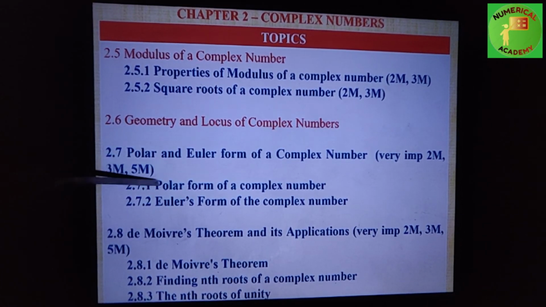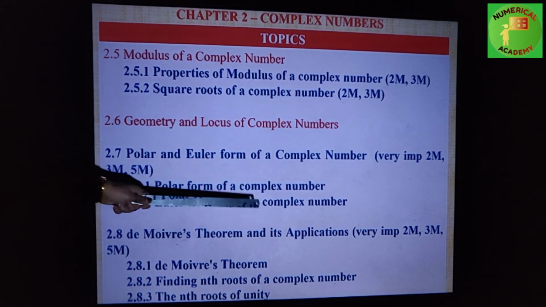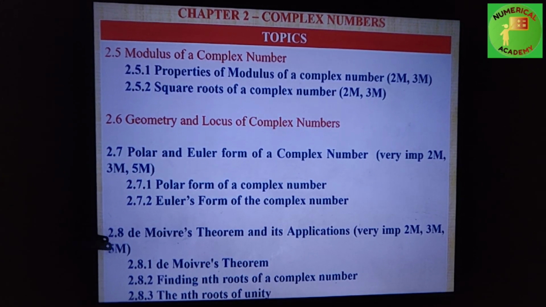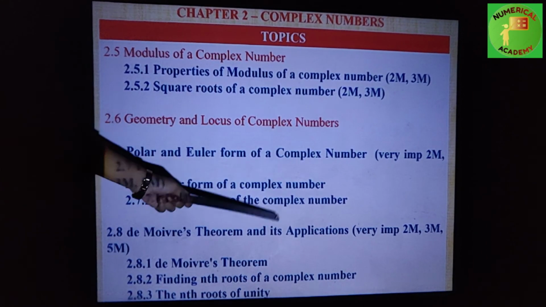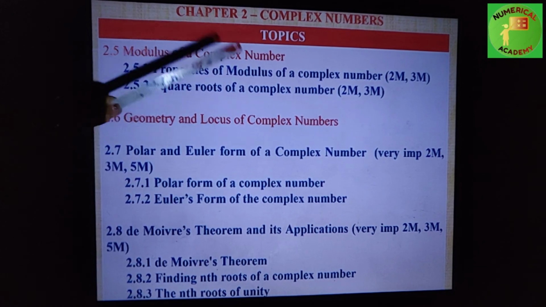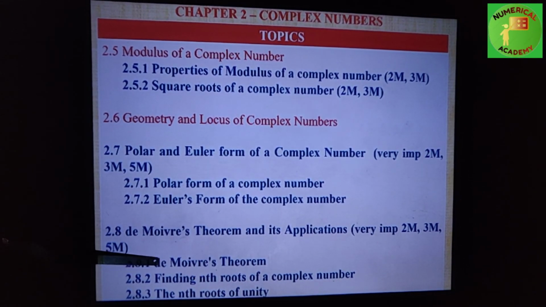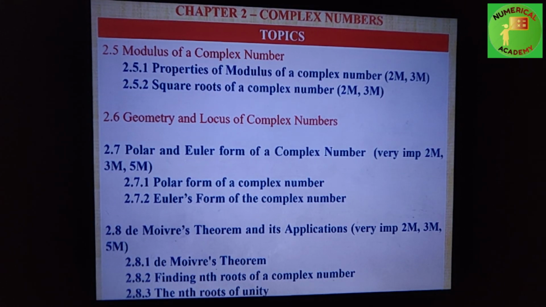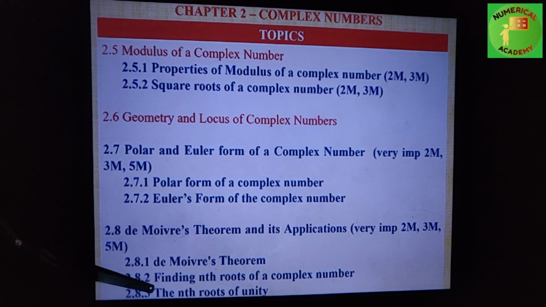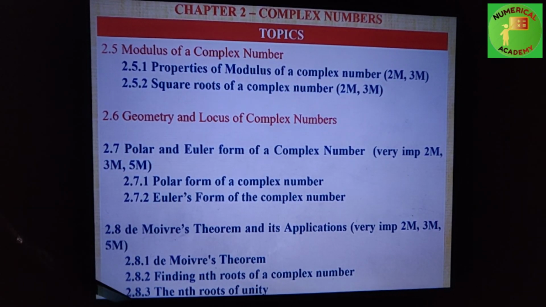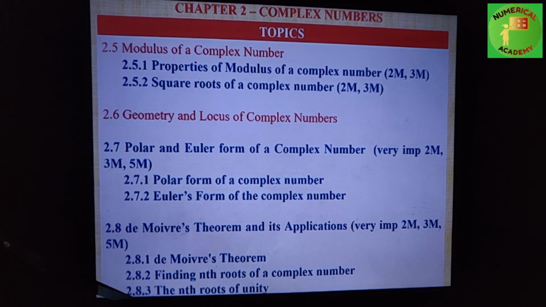In this, the polar form of a complex number is also important, and Euler's form of the complex number is very important. It is repeated many times. Then De Moivre's theorem and its applications is very important, for 2 marks, 3 marks and 5 marks. Under that you may get this theorem as 2 marks, like define the theorem. And here the nth roots of unity is a very important question, and you may expect it for 3 marks as well as 5 marks.